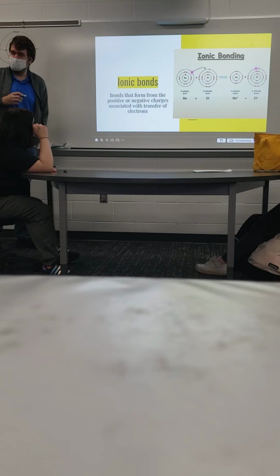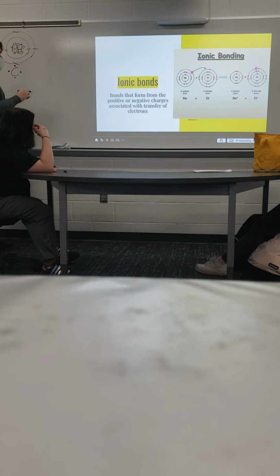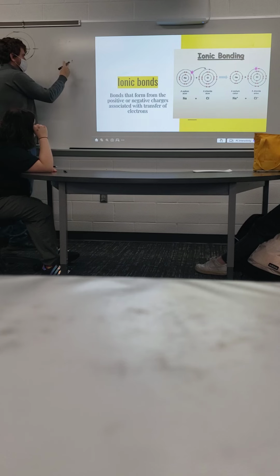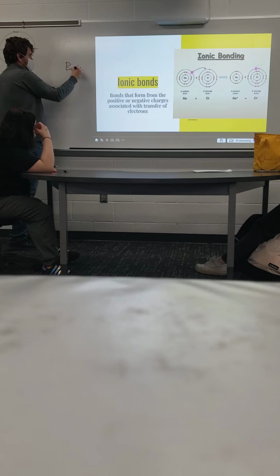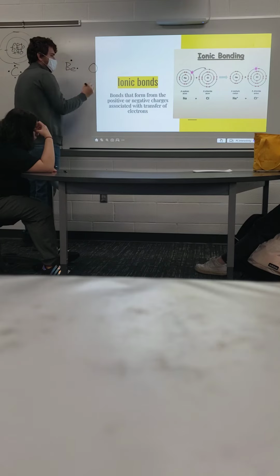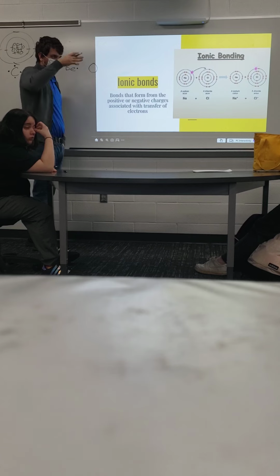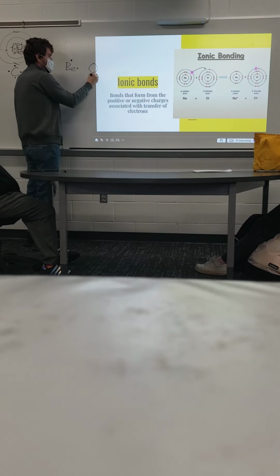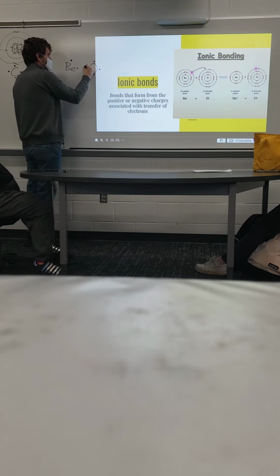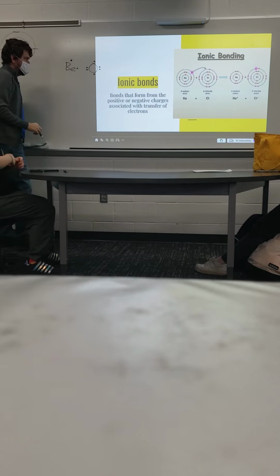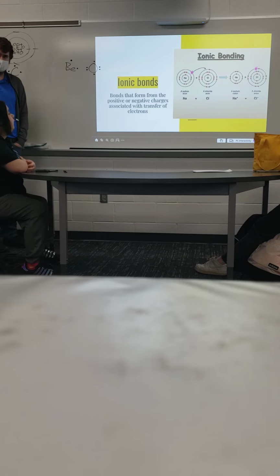Let's do a different one. So, let me think here. Let's do beryllium, which has 2, and oxygen, which is in the 6th row. So it has 6. 1, 2, 3, 4, 5, and 6. Can anybody see where this is going to go?